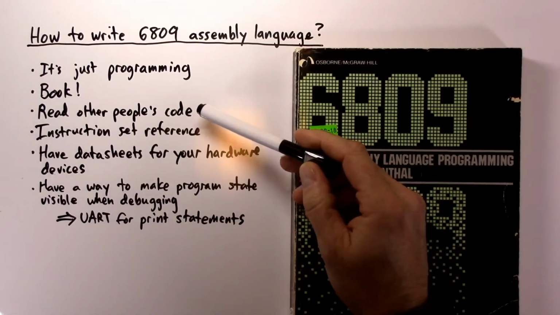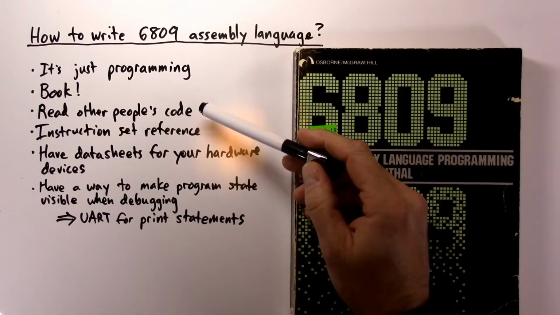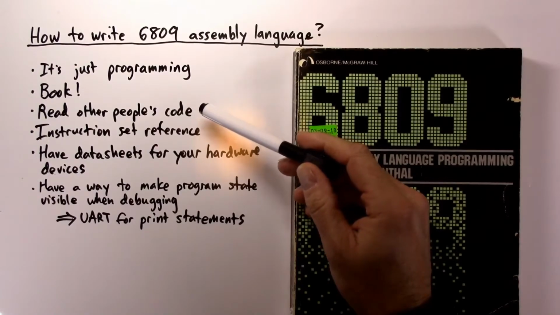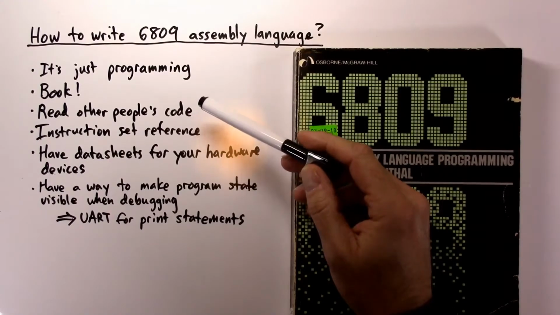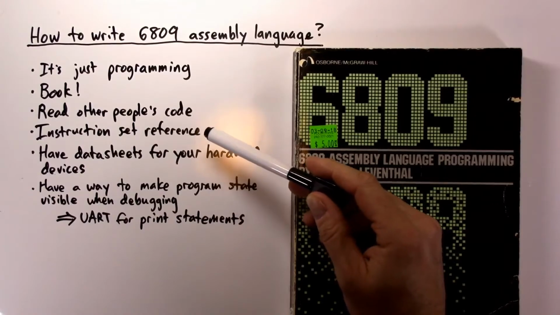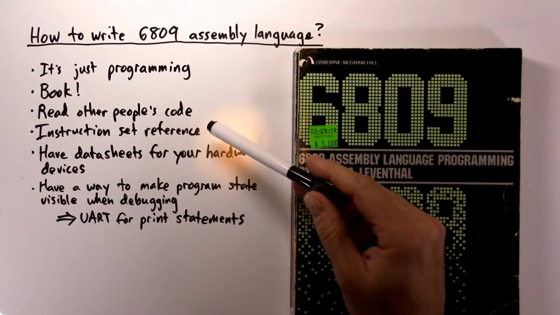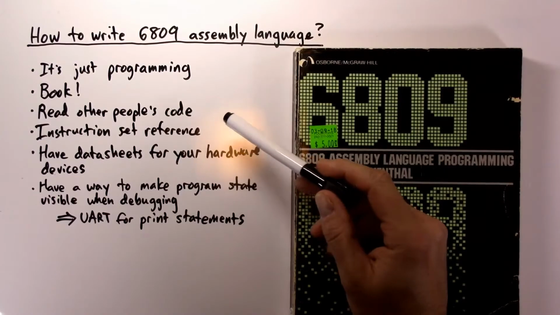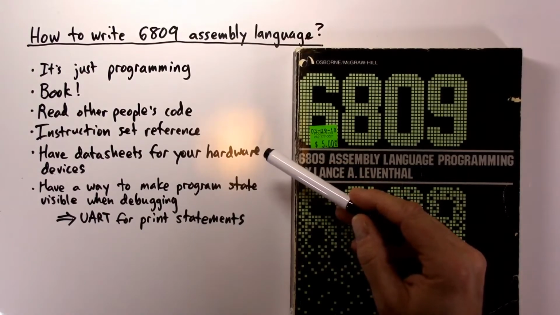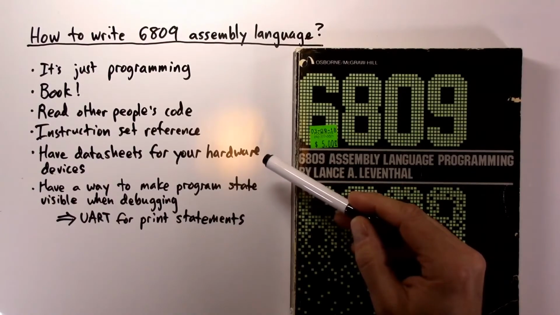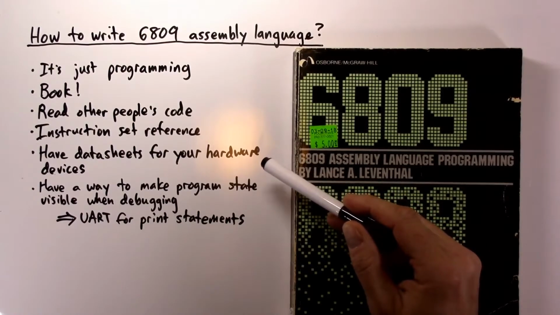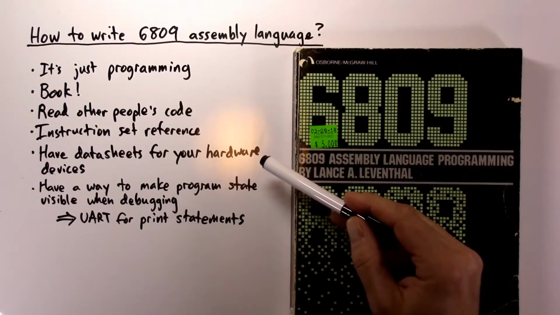It's definitely useful to read other people's code just to get a sense of what programs look like for the language that you're using. Certainly you will want to have an online instruction set reference, and I will link to the one that I've been using in the video description. Because this is hardware programming, we're going to be programming hardware devices. You will definitely want to have data sheets for all of the hardware devices that are in your system.